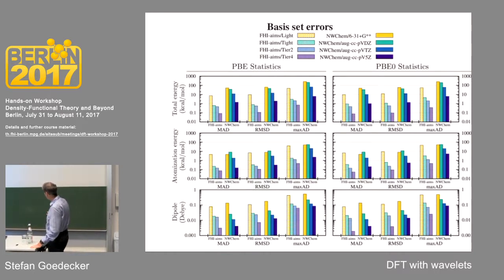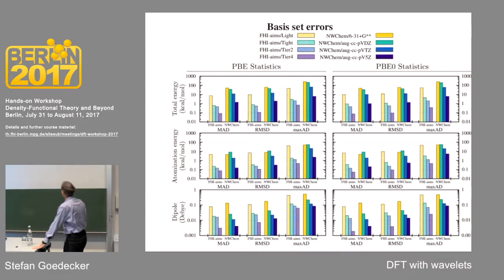Then in this panel here, you see the error in the dipoles. The dipoles are representative of a non-variational quantity, which typically converges more slowly with respect to the size of the basis set than the variational quantity, which is, of course, the energy. So what do we see? First we have results for Gaussian basis sets and then numerical atomic orbitals from the FHI-aims code. Let's look first at the Gaussians.